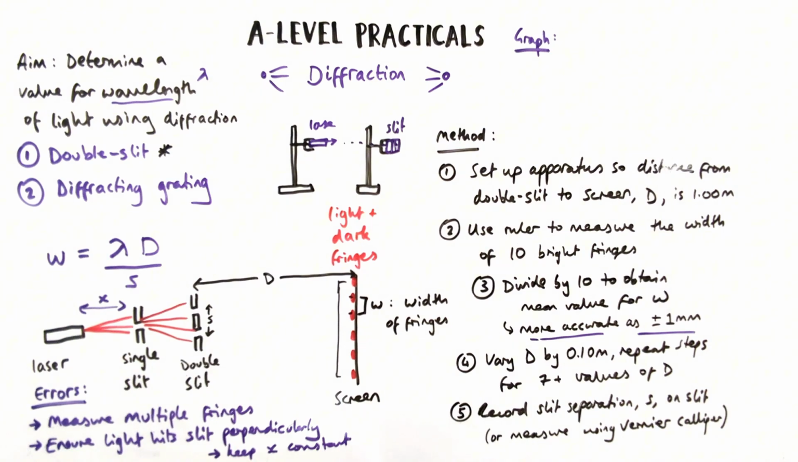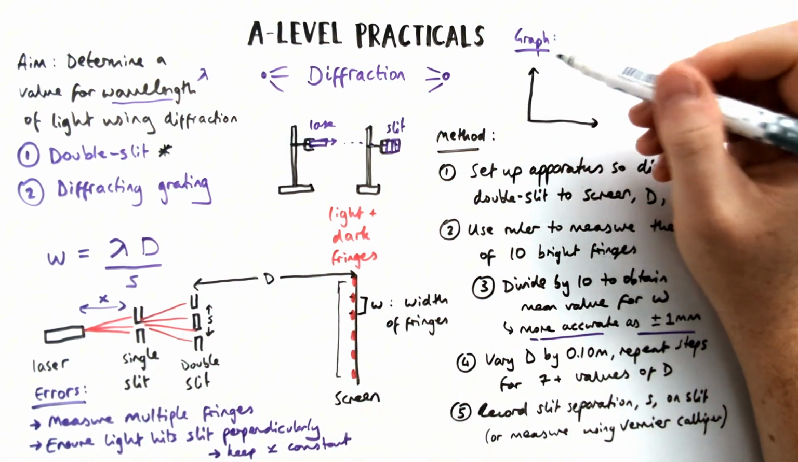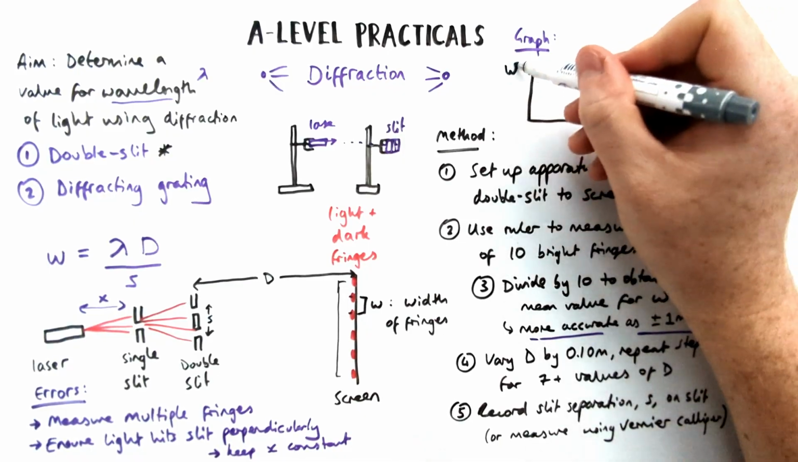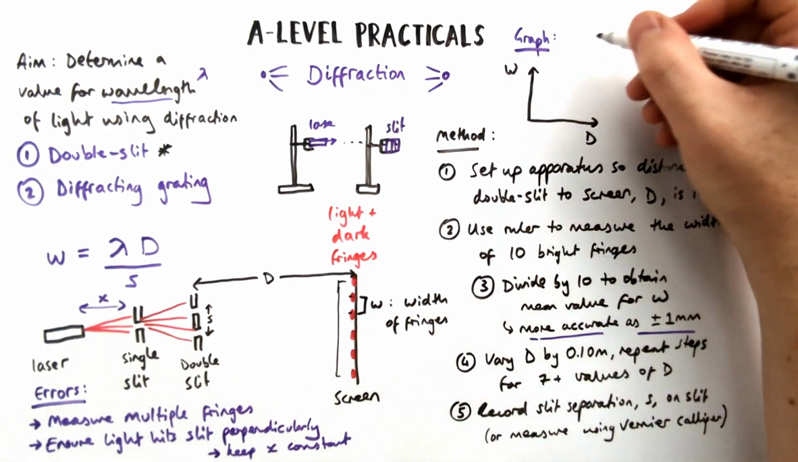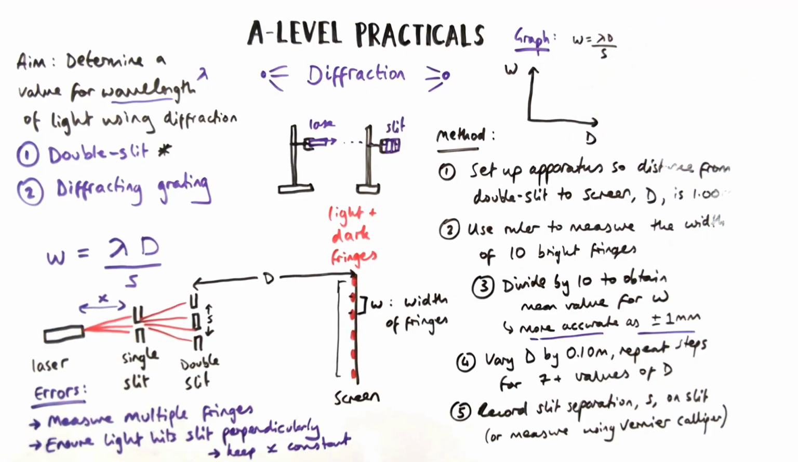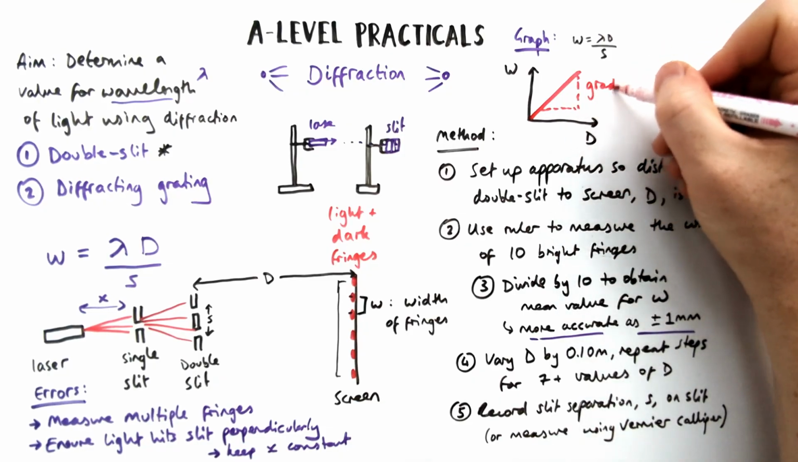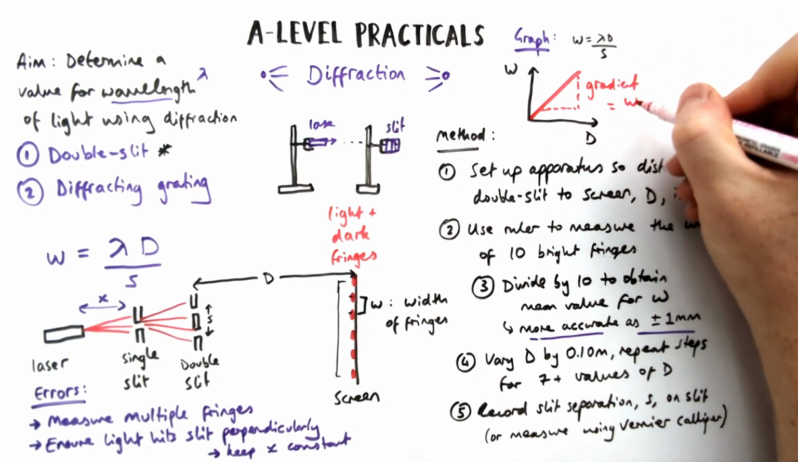However, because we've taken lots of different measurements, it's a really good idea to draw a graph, and it's good graph practice in A-level physics. So on the graph, if we vary D, that would go on our x-axis, and we measure W, we could have a straight line graph. Those two things should be directly proportional because the wavelength and the slit separation is constant. The gradient of this graph would give us W over D.